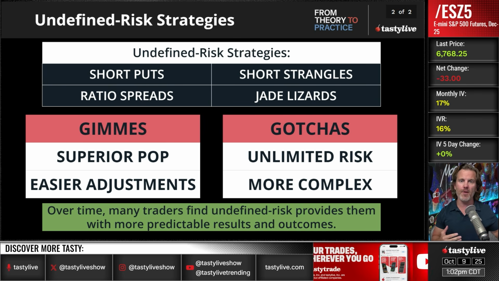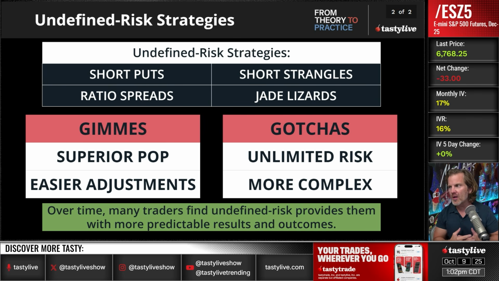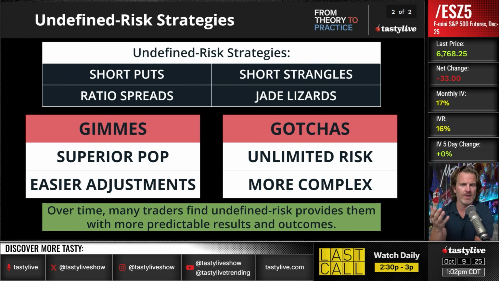Now, when you move a little further down the learning curve, you gain some experience and you want something that's a little bit more customizable, if you will. This is when you might do some ratio spreads. This is when you might do some jade lizards. You might even get into some short straddles. There are other strategies that you could utilize as well, but these are probably going to be the 4 most popular undefined risk strategies that we use here in the Tasty bubble.